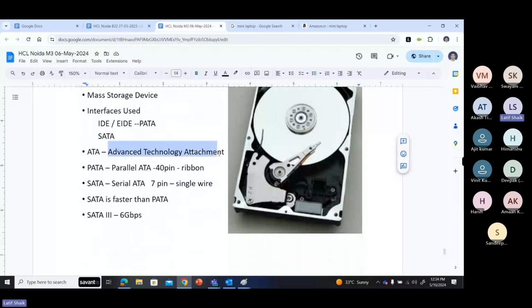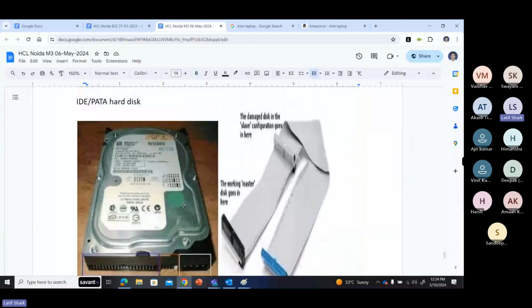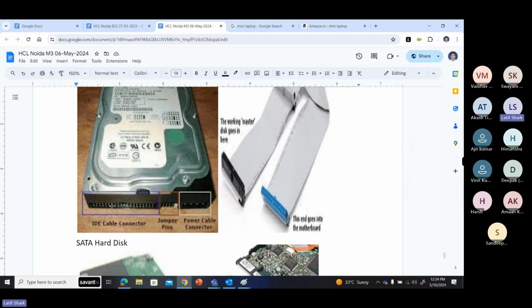ATA means Advanced Technology Attachment. PATA means Parallel Advanced Technology Attachment. The PATA type of interface has a 40-pin interface, and we connect it with a ribbon cable. So this is the PATA interface hard disk. This is the hard disk data connector. This is the power connector.